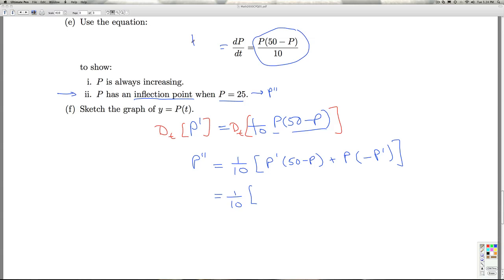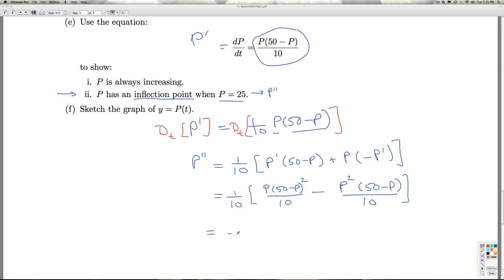Remember, dp dt is another name for p prime, with this quantity. So I would have p times 50 minus p over 10 times another quantity of 50 minus p. That's going to make that squared. This negative comes out to make it a subtraction. p times 50 minus p over 10. So I'm going to have another factor of p, makes that p squared. I got 50 minus p over 10.